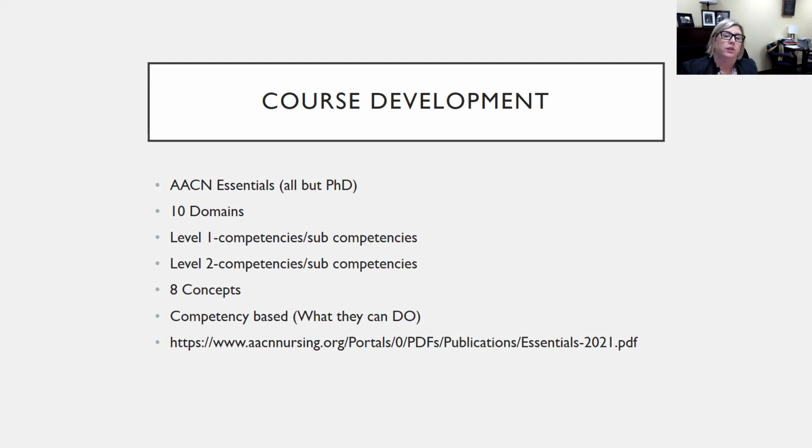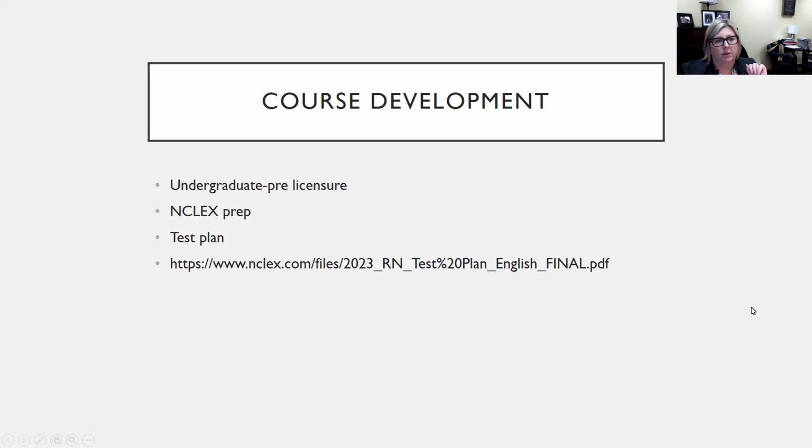A level 1, if you're writing to a level 1 competency or sub-competencies, that you're undergraduate. If you're level 2, that you're graduate. So depending on which curricula you want to design your course for, you're going to look at those competencies and really read. These are all sort of in the first several pages of the AACN Essentials. What are those concepts? There's 8 concepts: communication, evidence-based practice, social determinants of health, compassion. What concept may align with your course? So you want to spend a little bit of time looking at the Essentials document.